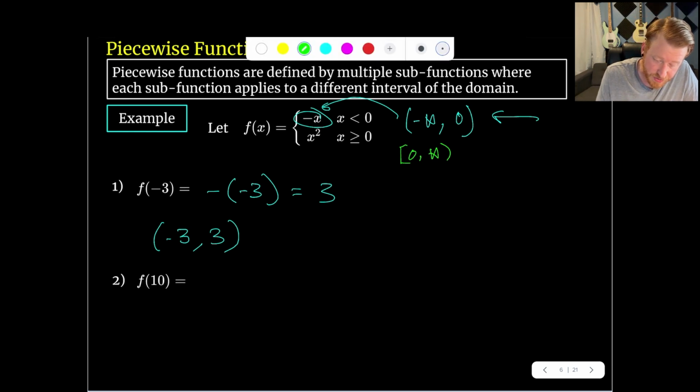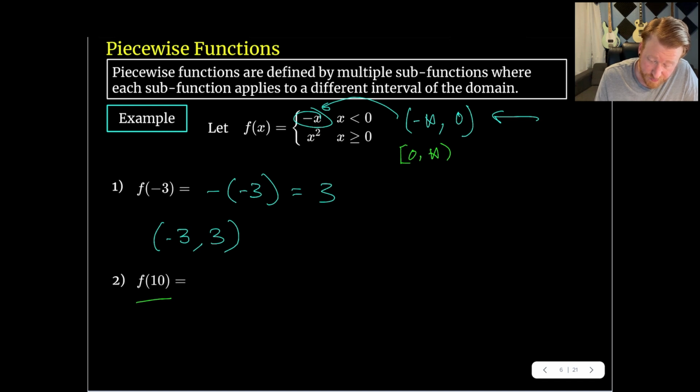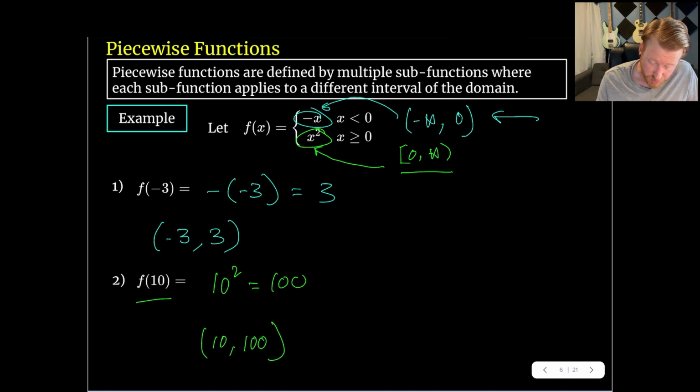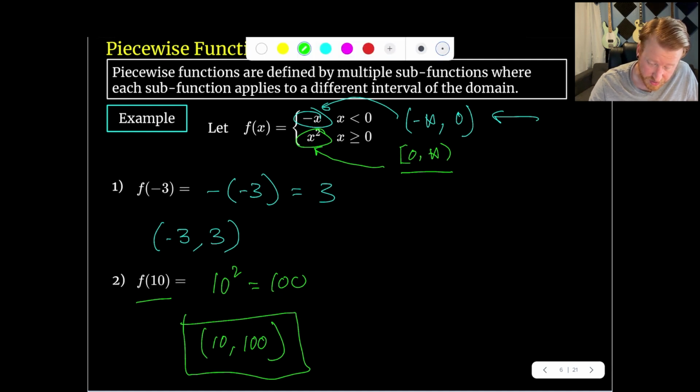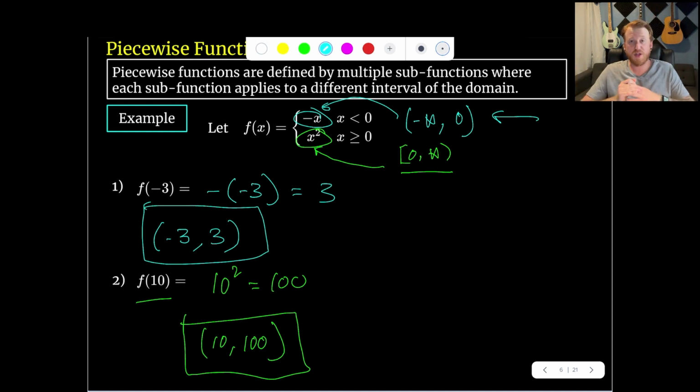In the second example here, we're looking for f of 10. 10 comes from this part of the domain. It is bigger than 0. So for all the x's that are bigger than or equal to 0, we're going to plug into this subfunction here, which says to square it. So f of 10 is 10 squared, which is 100. In coordinate form, this would give us 10, 100. So input is 10, output is 100. For the first example, the input is negative 3, the output is positive 3. Very different ways to address the inputs depending on what part of the domain we're in here.